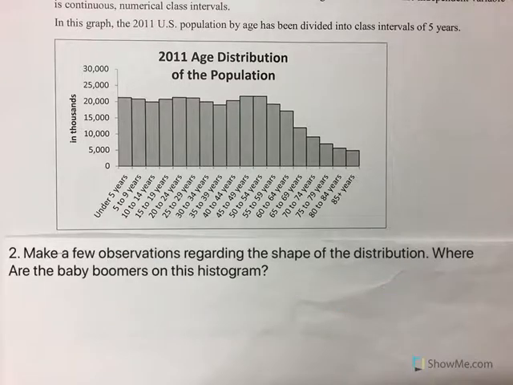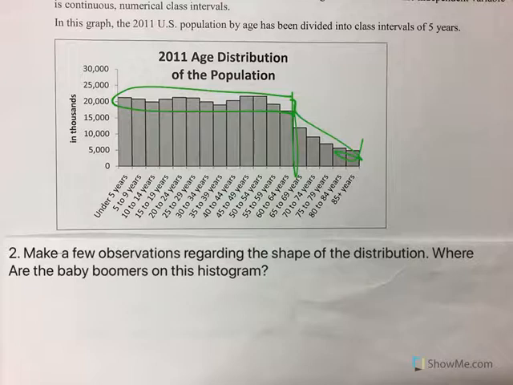Make a few observations regarding the shape of the distribution. Well, if you just look at maybe the first 64-ish years, they're all very close. And then there's this really sharp decline, right? Like the old people just drop off the face of the earth or something.